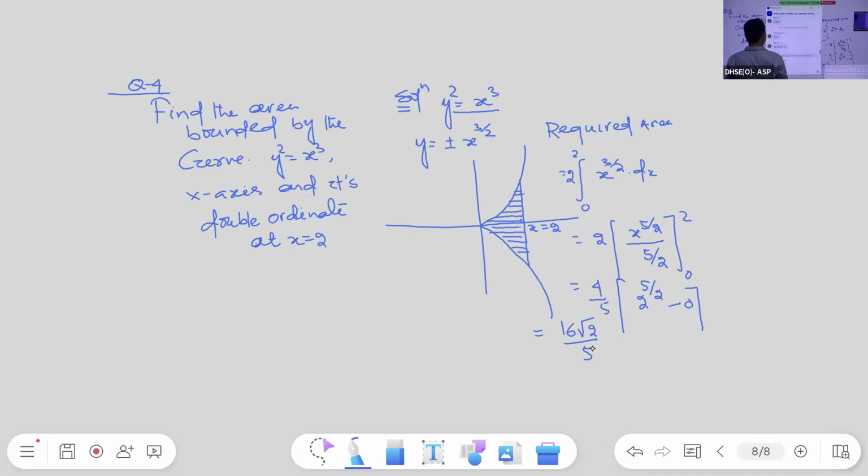Chinmay, 16 root 2 by 5. Chinmay, you are not correct. Quickly note it down. Next question.